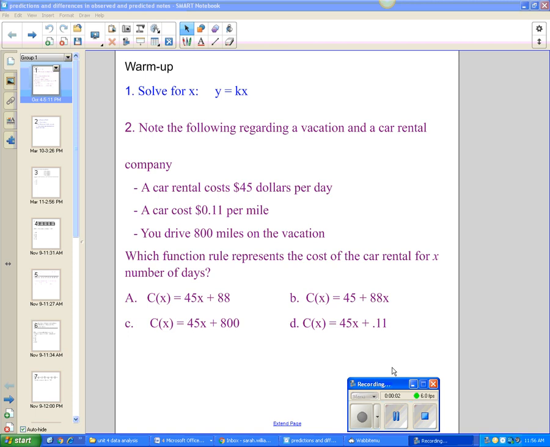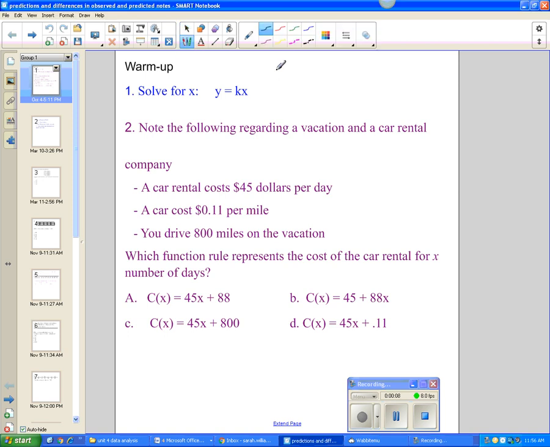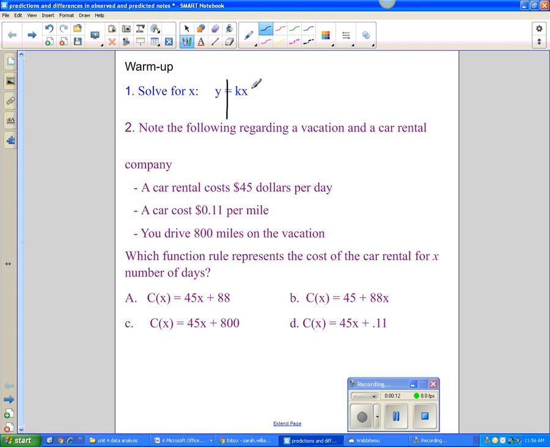The first thing I'm going to do is go over your warm-up, which you should have already turned in. So number 1 said solve for x. So you want to draw your line and circle x.